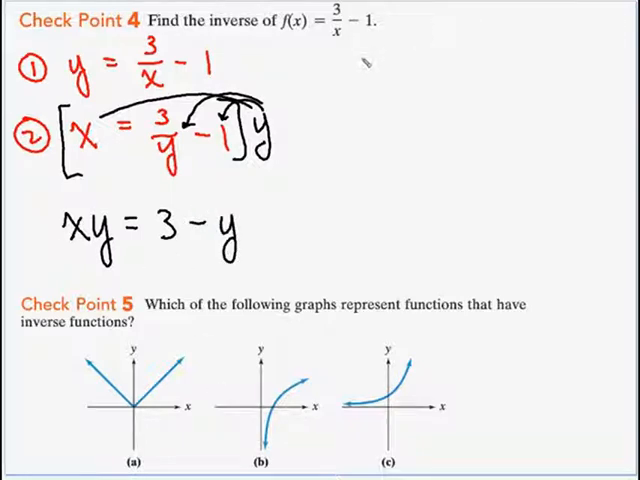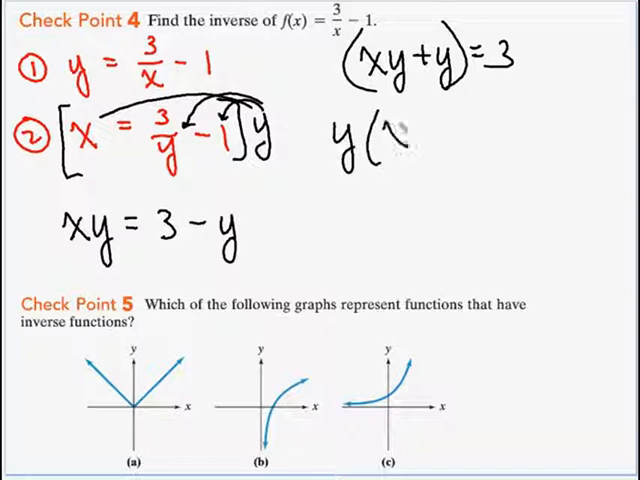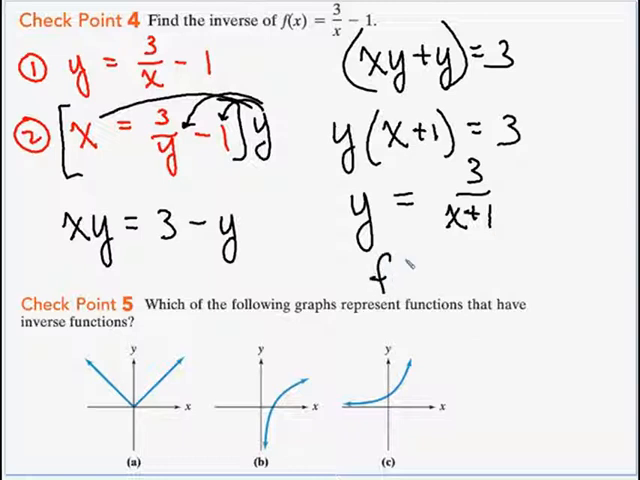Okay, get all the y's on the left. xy plus y equals 3. And let's factor out a y. y times the quantity x plus 1 is equal to 3. And divide both sides by the quantity x plus 1. Replace y with f inverse of x, and that's equal to 3 over the quantity x plus 1. And that should be our final answer.